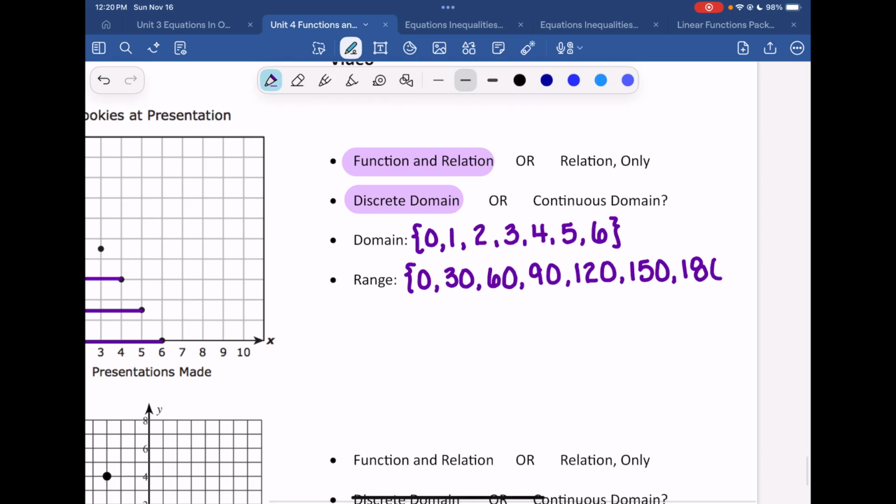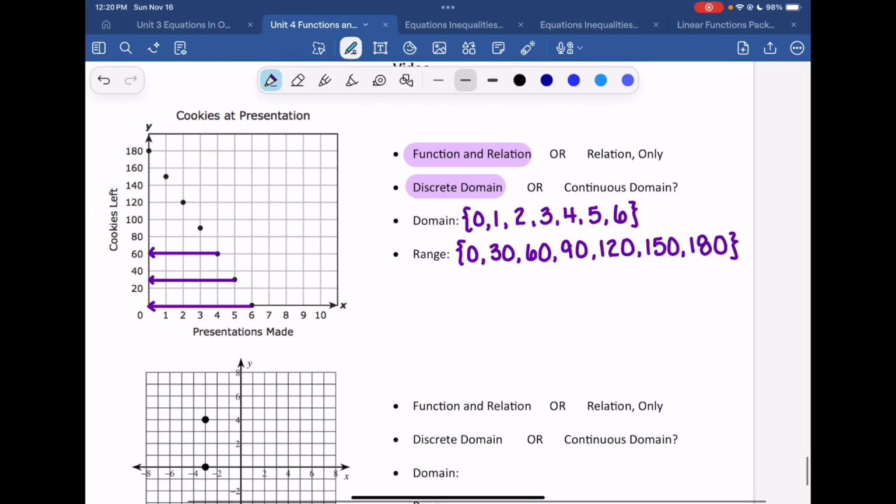Okay. All right, so that's it. So that's what you do when the domain is discrete. And if the domain is discrete, the range always follows suit. So then the range would be discrete as well.